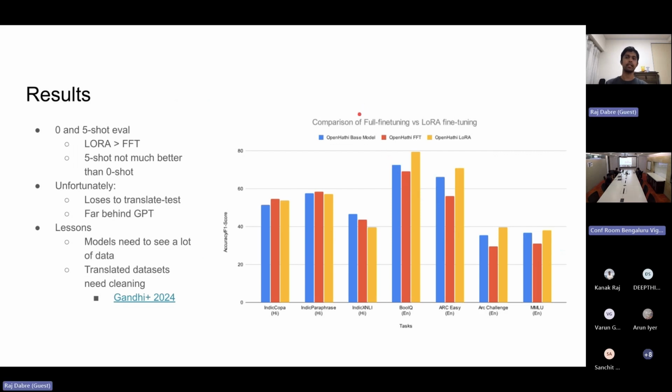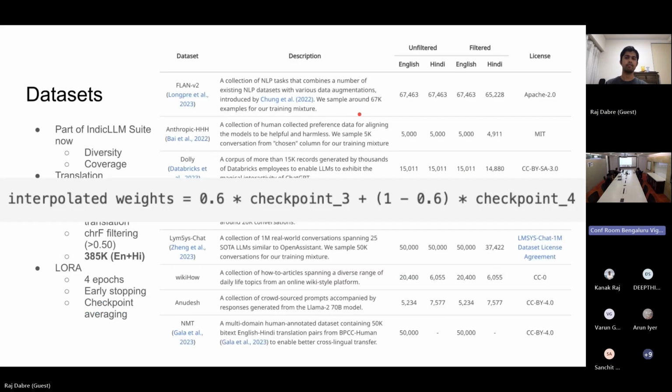Raj, one more thing. How good is DoRA these days as a replacement to checkpoint averaging? Like, DoRA, I have not played with DoRA, so I'm not in a position to comment on this. I'm so sorry about that.